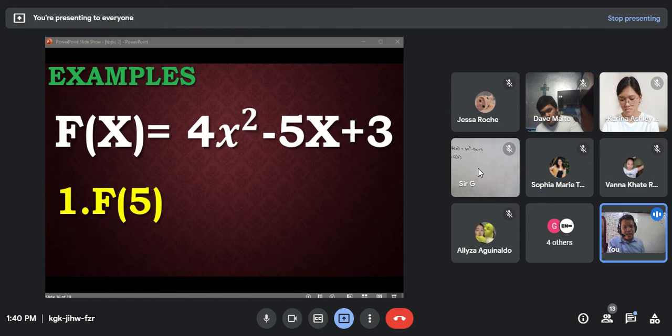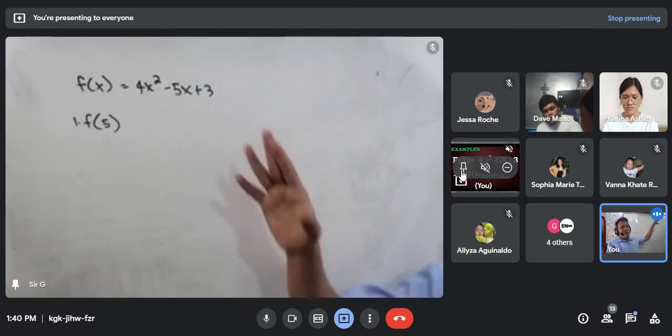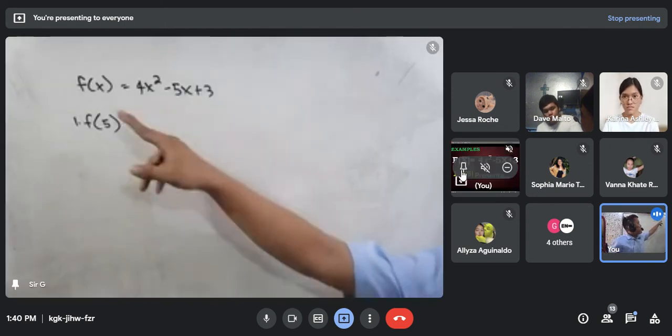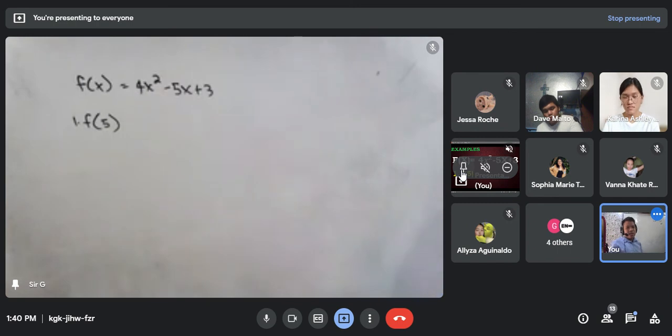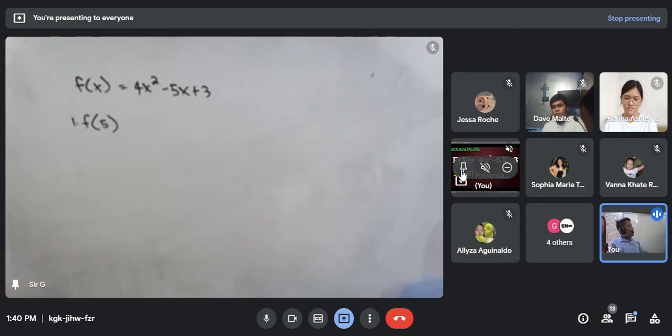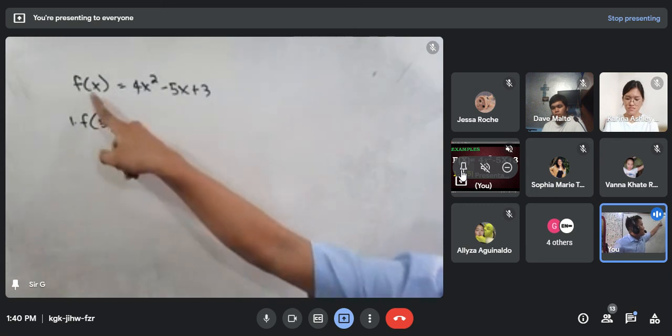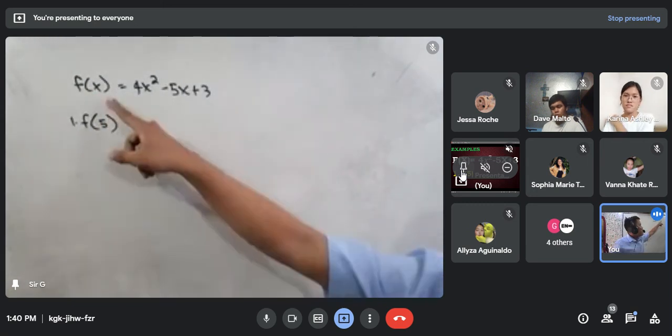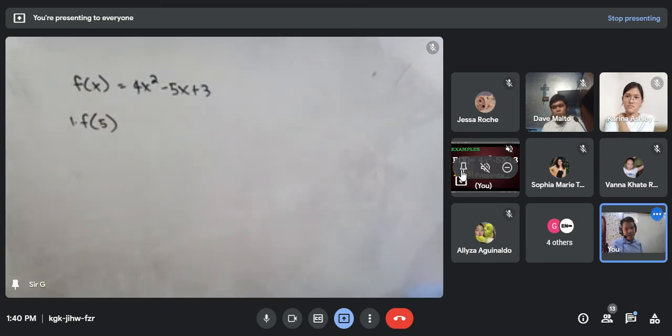Ano ang gagawin natin diyan? Okay, sa second screen tayo. 4x squared minus 5x plus 3, ang function natin is ito. So, yan yung given natin na function. Ngayon, merong given na x. So, ano kayang gagawin natin? Since f of 5 siya, dito siya sa function na yan, kasi nga, ang pangalan ng function na to is f. So, ngayon, ano kayang gagawin natin? Sabi ko nga kanina, using the substitution method.